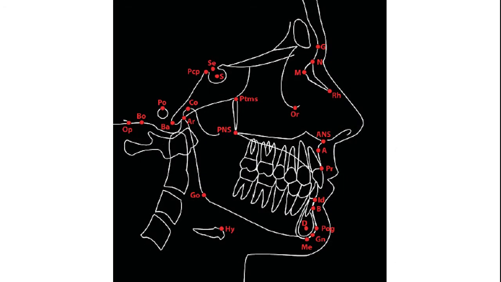First, hard tissue lateral cephalometric skeletal landmarks. Glabella, G. Its definition is the most prominent point of the anterior contour of the frontal bone in the mid-sagittal plane, in the supraorbital and frontal sinus region.